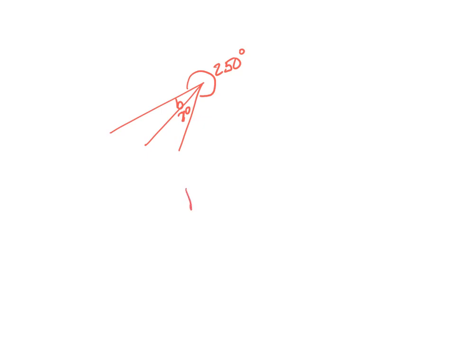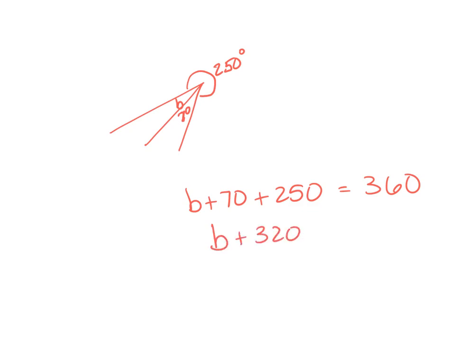So you do B plus 70 plus 250 equals 360. Everybody understand what I did? Yeah. Because all three add up to 360. So B plus 320 equals 360, and B equals 40 degrees. So if they want B, that's what they want.